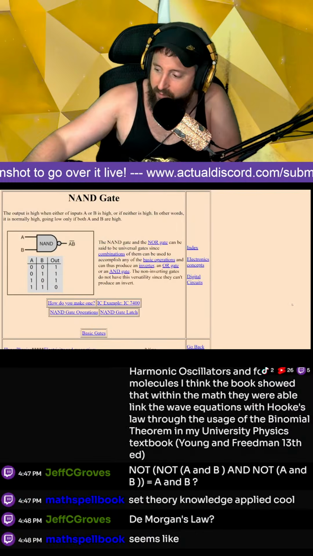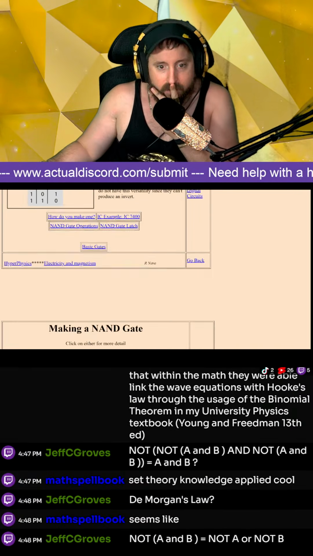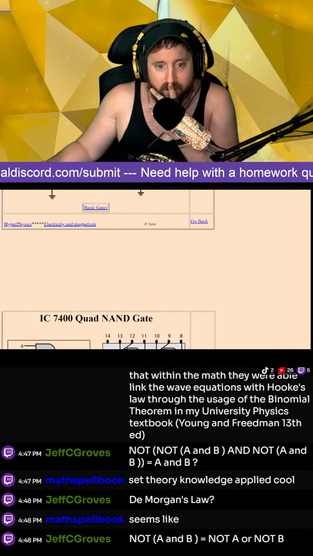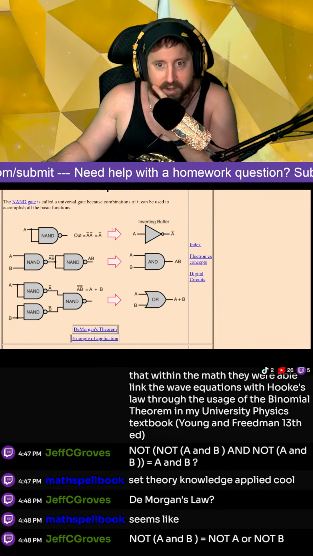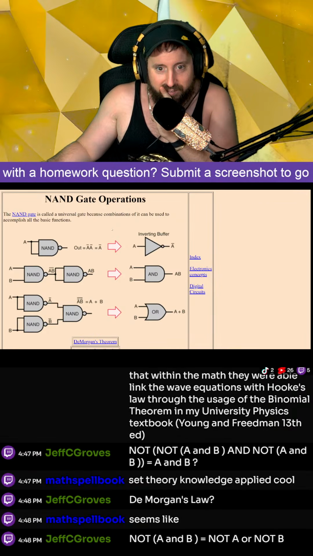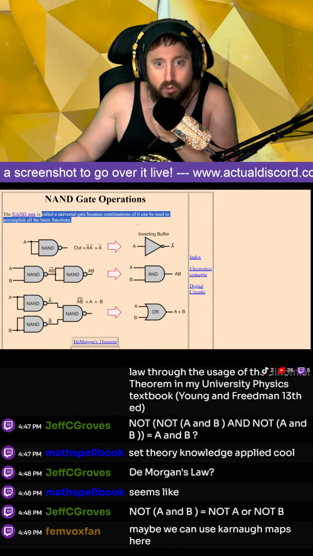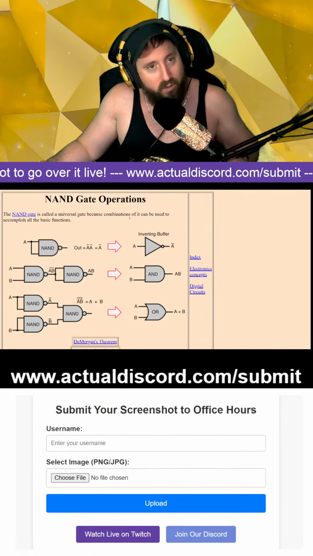Oh, cool. I love HyperPhysics, by the way. HyperPhysics is great. Okay, cool. Yeah, here we go. NAND gate operations. The NAND gate is called a universal gate because combinations of it can be used to accomplish all basic functions. That's so cool.